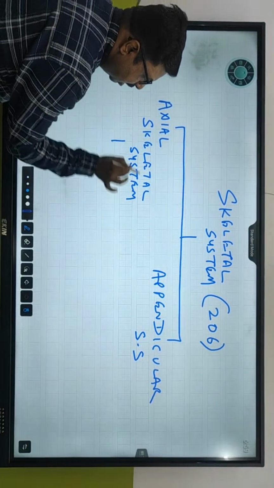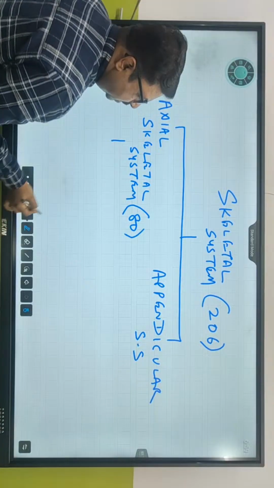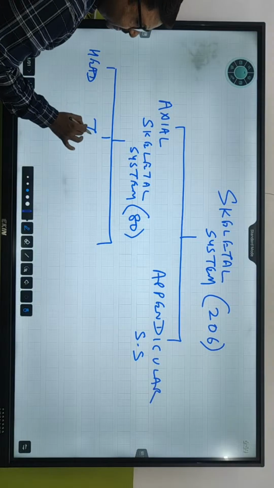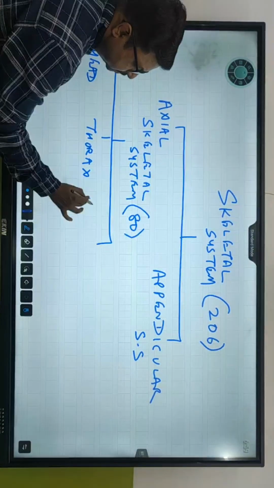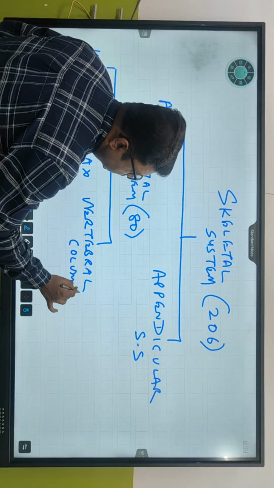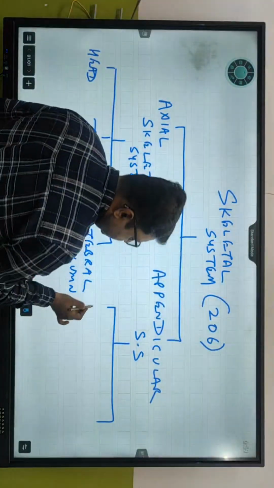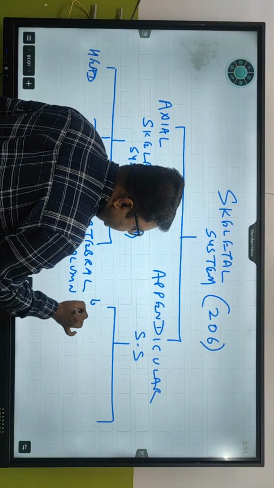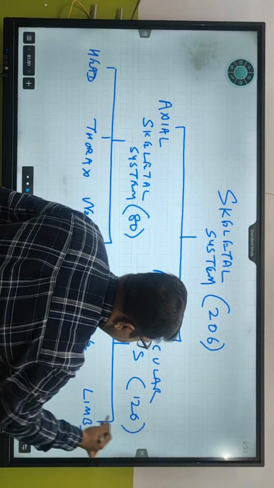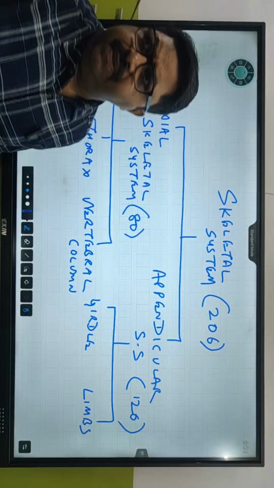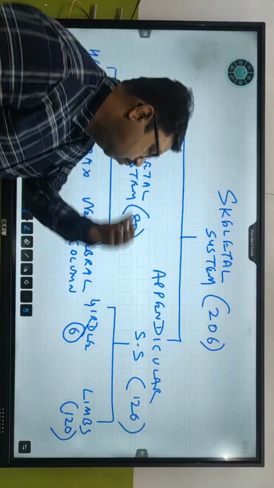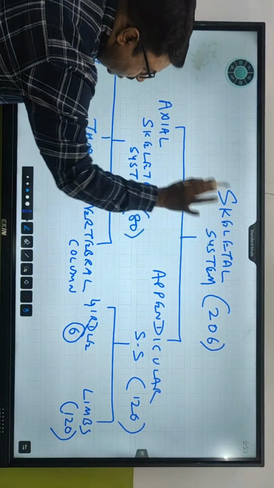Under the axial skeletal system, how many bones did I say? Main axis में कौन-कौन है? There are three portions. One is head. The second one is thorax. Tell me the third one. Vertebral column. So when we talk about the appendicular skeletal system, there are two parts. The first one is girdle, and the second one is limbs. In total, how many bones are there? 126 bones are there. Now under girdle, how many bones are there? 6. Under limbs, 120 bones are there. So there are 206 bones.